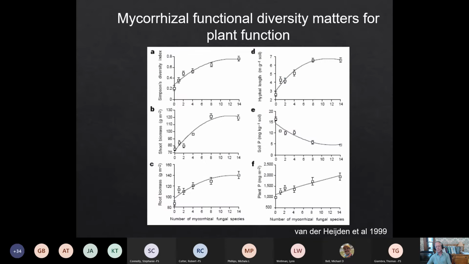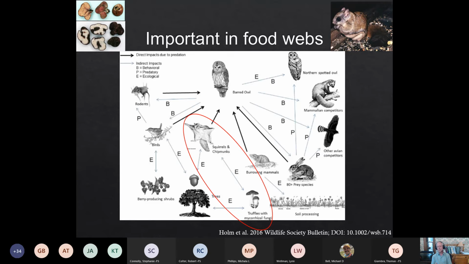So this is an example from arbuscular mycorrhizal fungi. It's a nice illustration figure. It applies to ectomycorrhizal as well, and we show that the number of species in fungal communities, shown on the x-axis here, can affect a broad suite of traits of organisms. So from the diversity of ecosystems to biomass, shoot biomass and root biomass, soil phosphorus pools, and also plant phosphorus, so the accumulation of plant phosphorus. What you're seeing is that the mycorrhizae in these systems have a big effect on system function, and their diversity matters for that function. Mycorrhizae also are important in food webs, as I mentioned earlier.